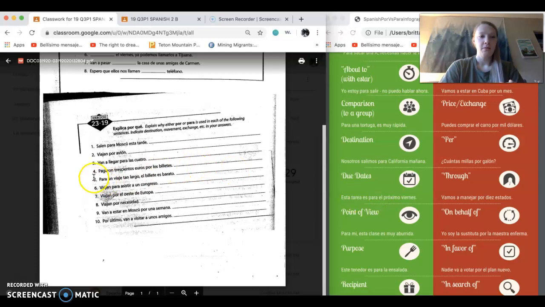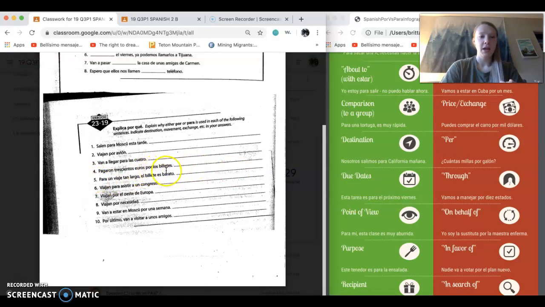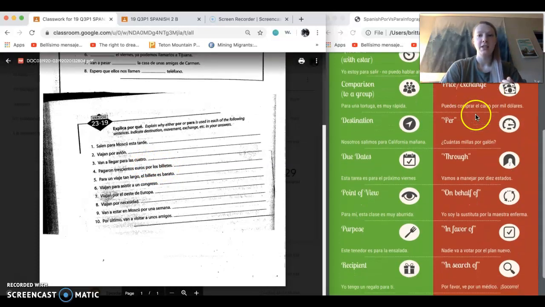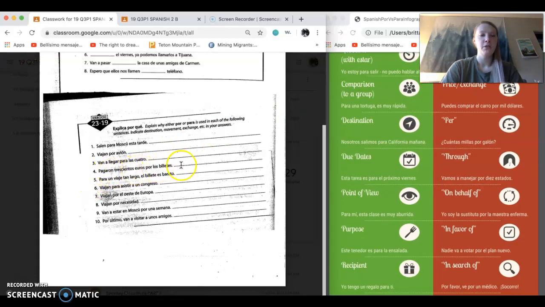Okay, 4, por los billetes. Okay, you can see euros. This might look like bills if you're thinking in terms of money. So por, the reason that we're using it is because price/exchange. It's a type of money. Okay, and you're exchanging them for euros for bills.